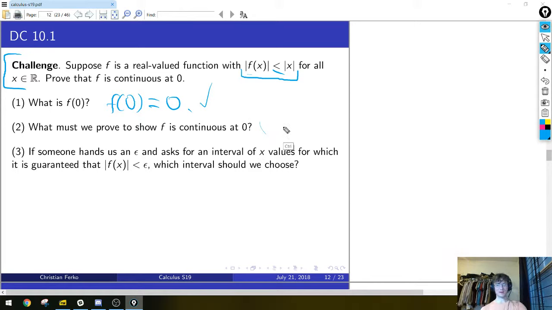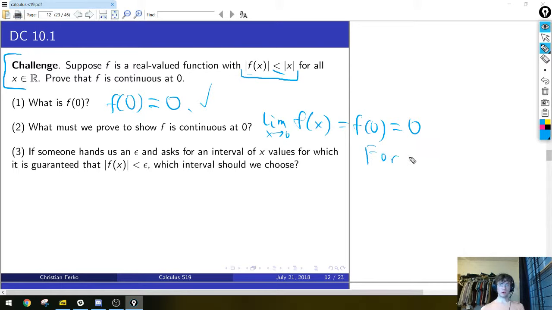Good. So now if we want to prove f is continuous at 0, what statement must we establish? By definition of continuous, we have to show that the limit of f of x as x approaches 0 is equal to f of 0. Yes. So the limit as x goes to 0 of f of x equals f of 0, which happens to be 0. So we have to prove this, which again is a for all.